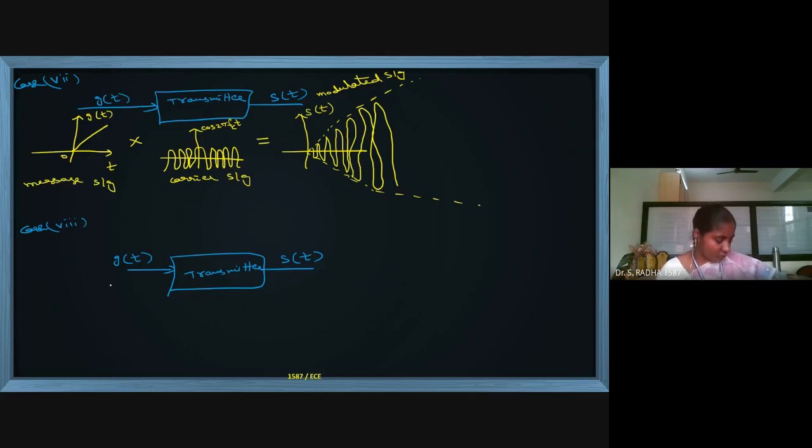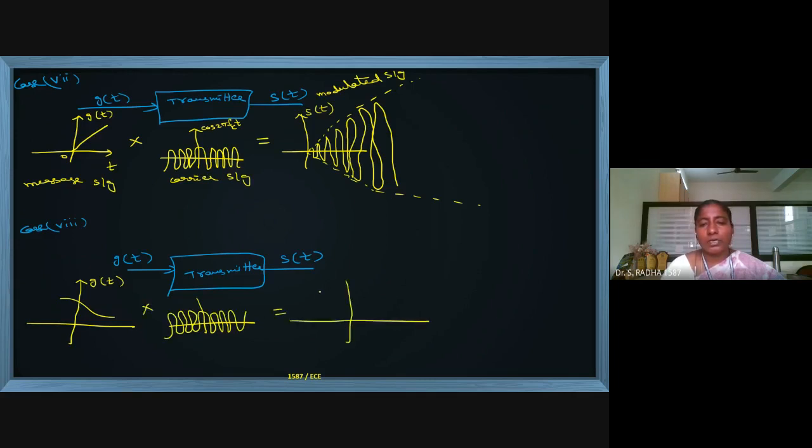Last case, with this I will stop here. G of t I will take roughly some signal like this, then the carrier is multiplied, and the resultant is: take the outer of the waveform, and inside it you draw the high frequency signal. So this is S of t.